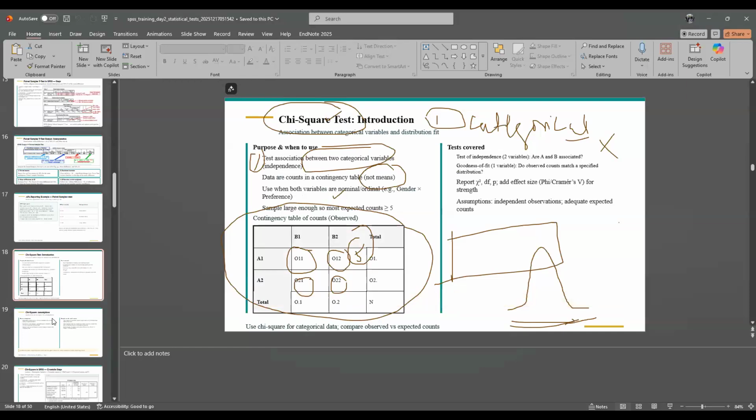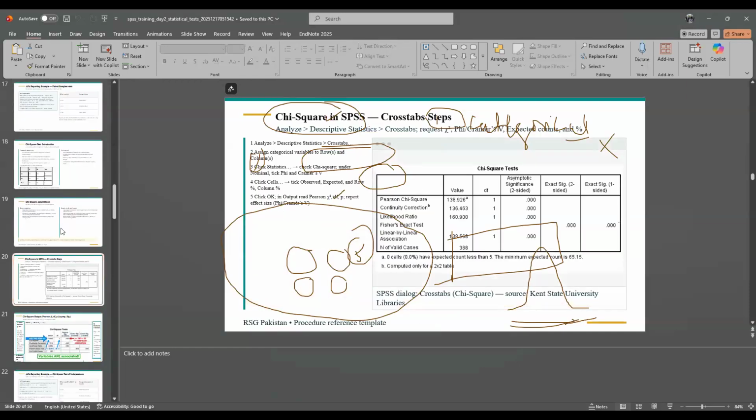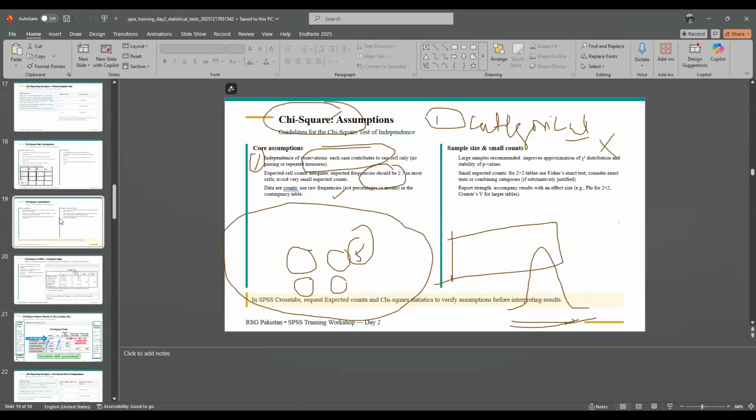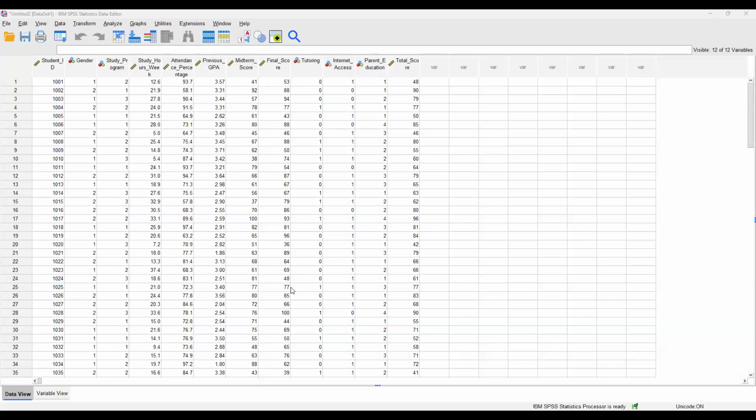Let me show you, before proceeding further, how to perform the chi-square test in SPSS. Let's proceed with the same data set. Let's open the data set. Can you see my data set?